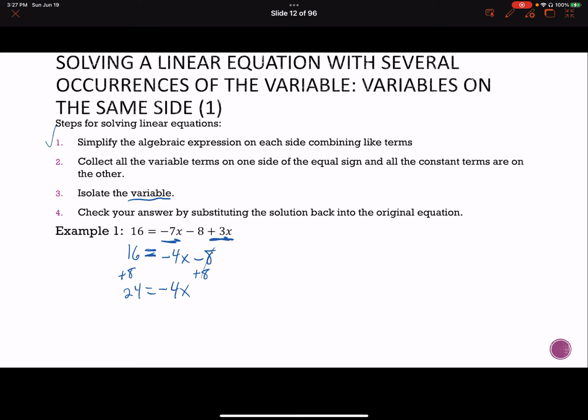Last but certainly not least, we need to isolate our variable. Remember, we like our x's lonely. And to do that, I'm going to divide by its coefficient. That's the number in front of our variable, which is negative 4. 24 divided by 4 is 6, well, divided by negative 4 gives us negative 6. So negative 6 is our x. And then if we want to check our solution, we can plug that back into the original equation.